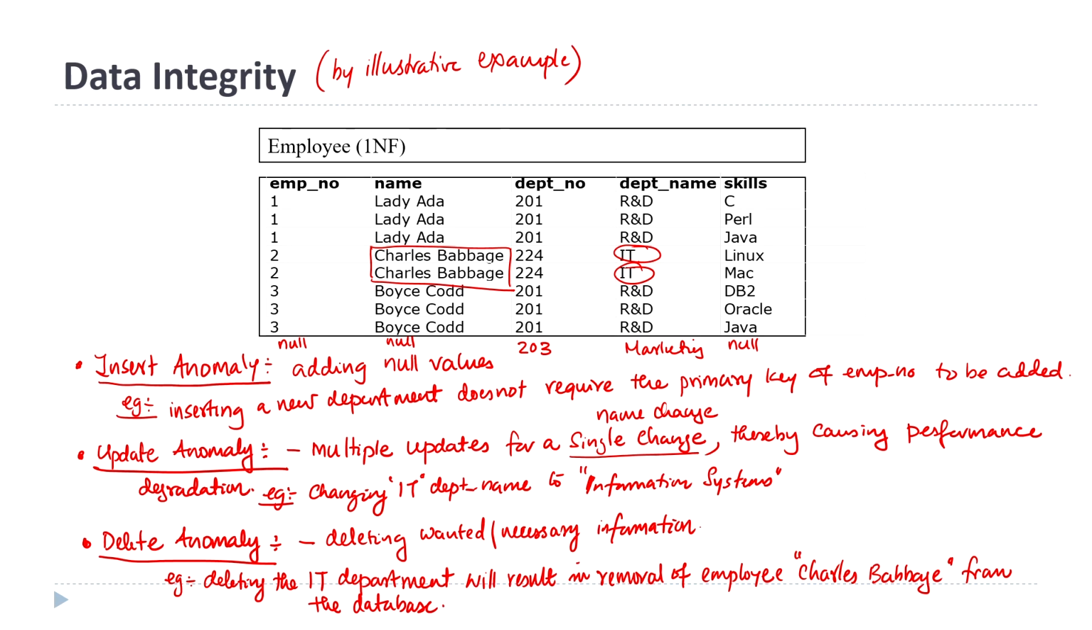So, let us say the top person decides that the IT department is useless, we need to remove this department. So, they deleted it, and in this kind of a table where you have not taken care of stuff like this, along with the deletion of the IT department, Charles Babbage's information also gets deleted, the employee who is necessary, who was the only one with the Linux and the Mac experience in the organization. So, these three things, what we call data integrity, are driven by the insert anomaly, update anomaly and delete anomaly. And the aim of doing 2NF is to prevent these anomalies.